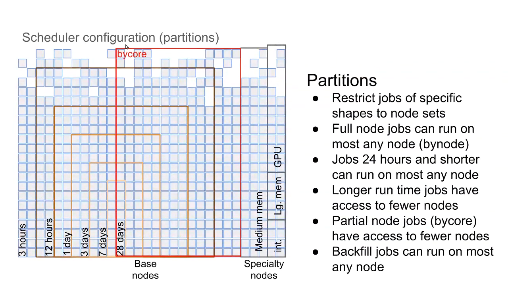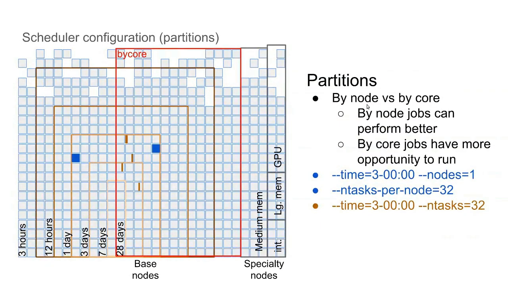Another thing is that if you're running jobs without requesting the entire node, then those by core definition jobs can only run on a subset of the total nodes in the system. Now, if you're running short runtime jobs, within a day, those get access to the entire system, but only if the nodes are otherwise idle. So this increases the usage of the total system.